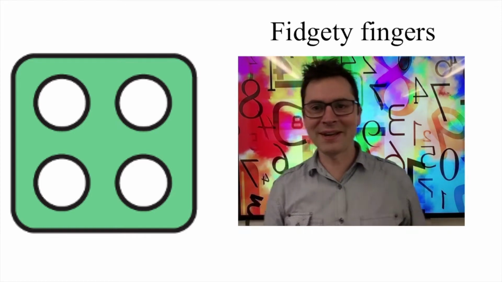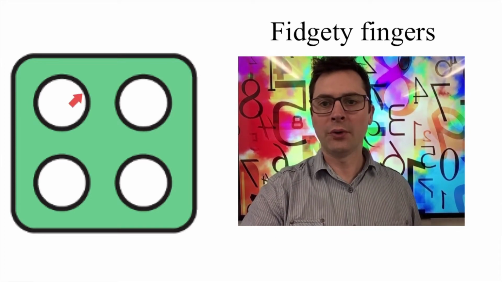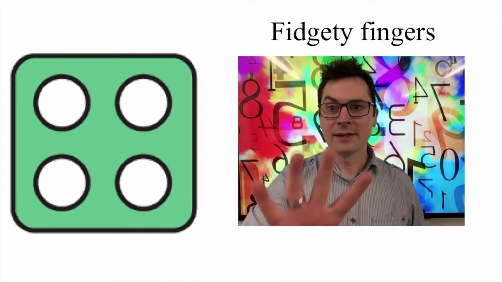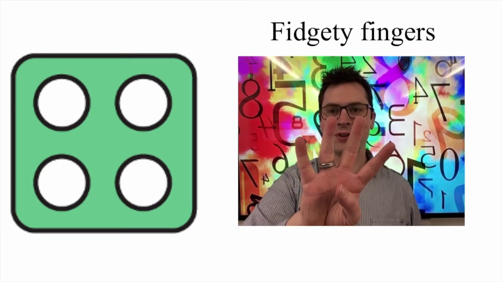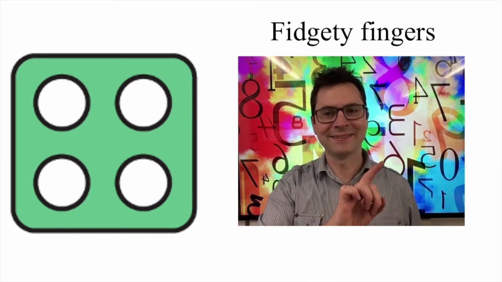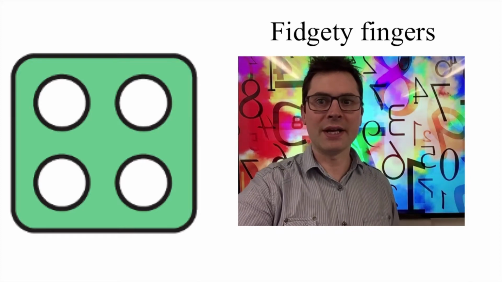Brilliant. What have we got here at the side? Yes, a representation of 4. 1, 2, 3, 4, the Numicon shape. So you've copied it. We've got 4, double 4, 8. Well done, well remembered. Okay, let's try a new one.